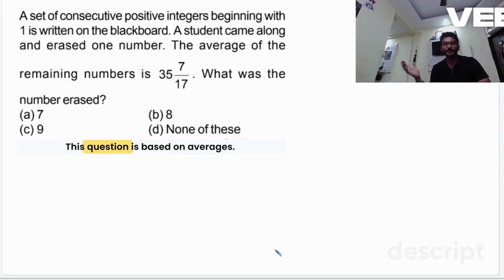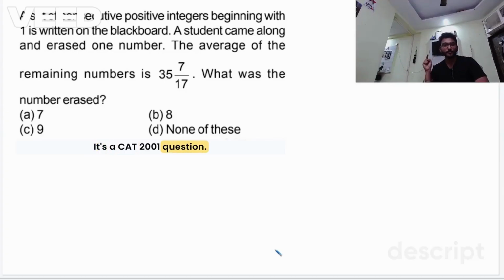Hello and welcome back. This question is based on averages. It's a CAT 2001 question. Let's read the question and understand the concept behind it.